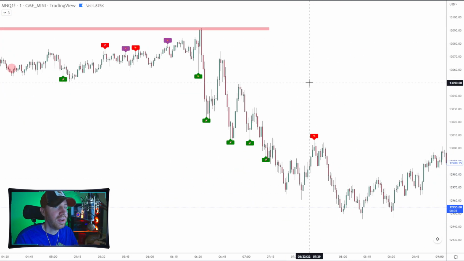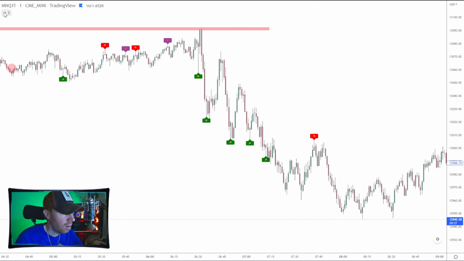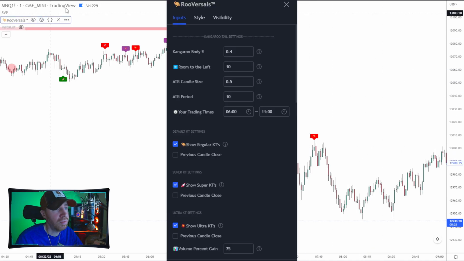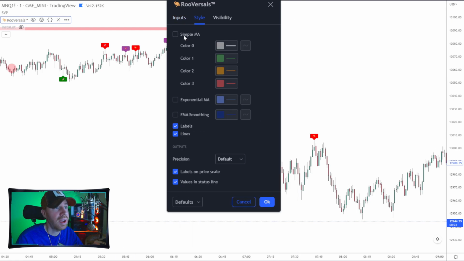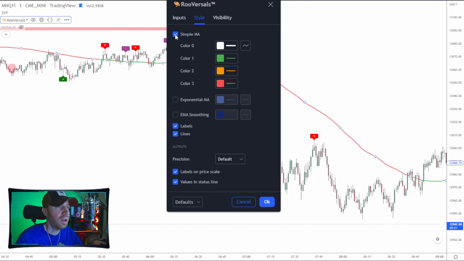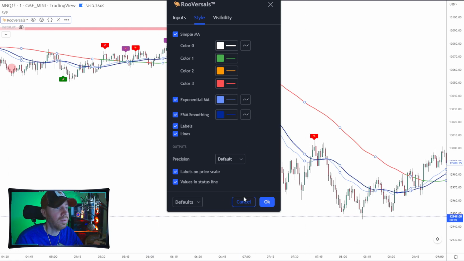Now, I'm going to show you an easy strategy you can use. It doesn't matter if you're going to use a Kangaroo Tail strategy, but this is going to help you hold trades longer. So what I'm going to do is pull up my indicator called reversals. I'm going to go over here to style. I'm going to turn on the 100 simple moving average. Next, I'm going to enable the 30 exponential moving average. And then I'm going to enable the EMA smoothing for a period of 10.